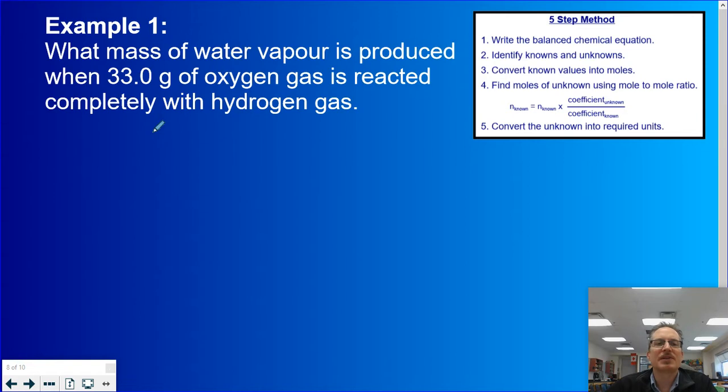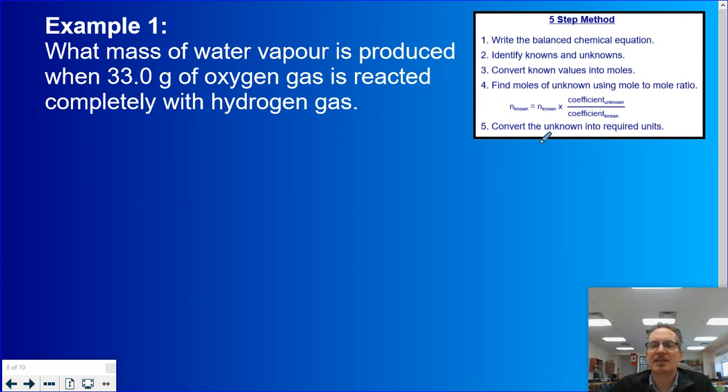The example we're going to do first is, what mass of water vapor is produced when 33 grams of oxygen gas is reacted completely with hydrogen gas? Here is what I would do. I would copy the question, and then I'm going to go through these steps.